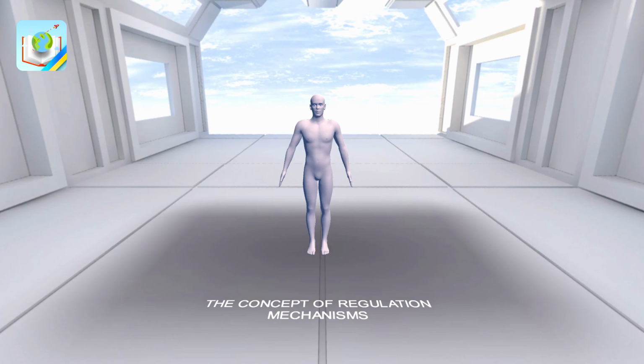Parameters of homeostasis: pH, temperature, osmotic and blood pressure, ion content, etc. The stability of the internal environment is caused by the work of physiological and functional systems.